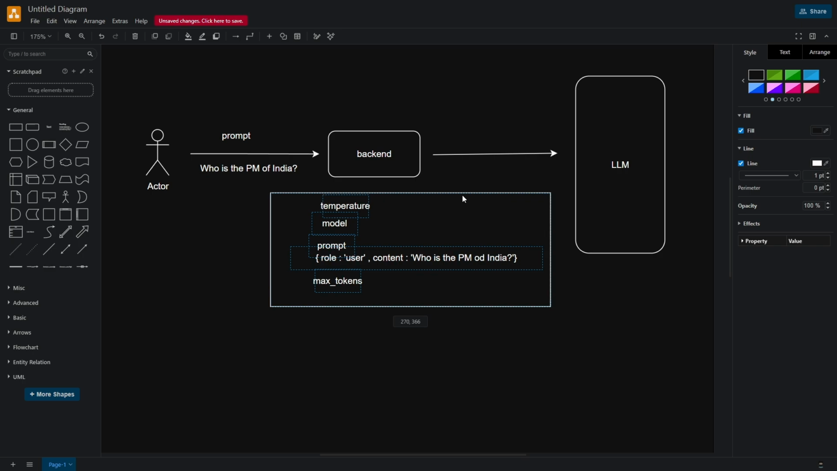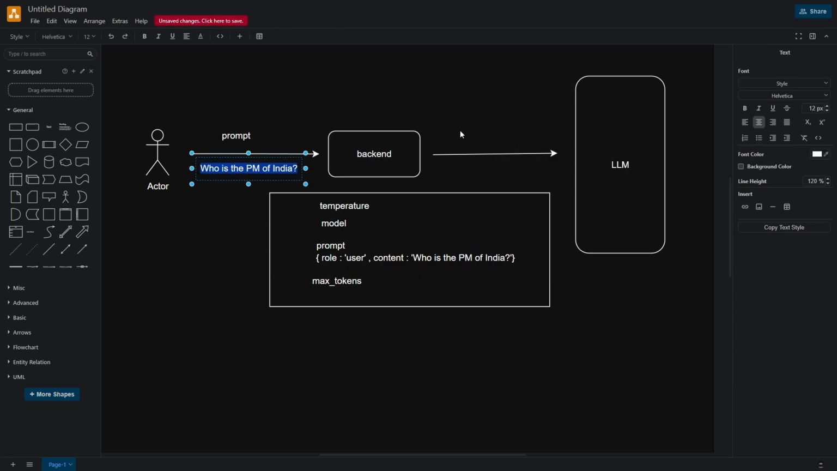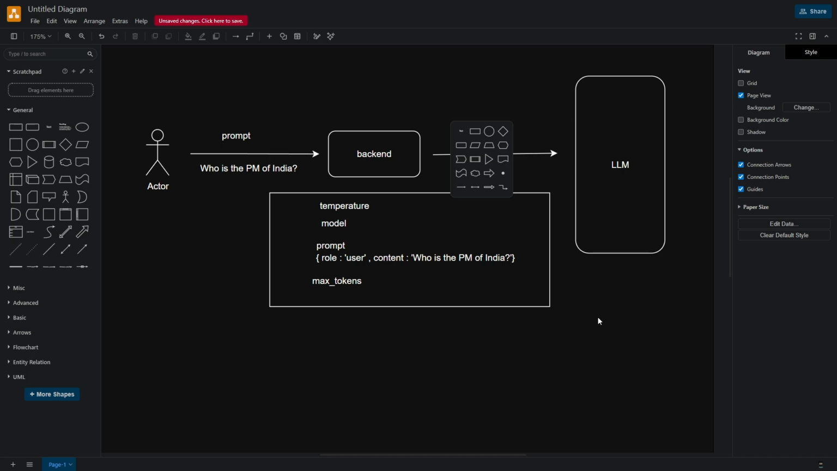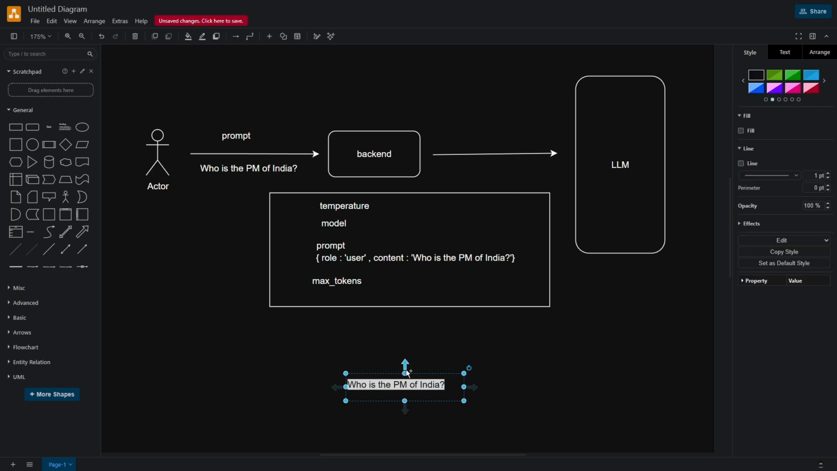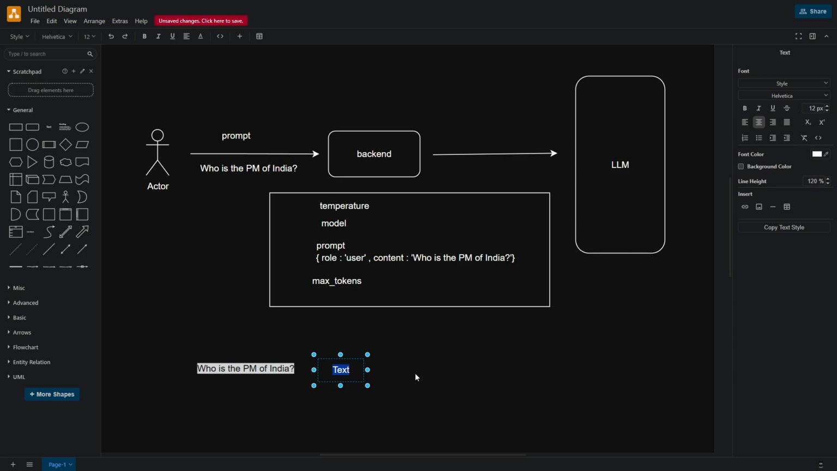Now what will the LLM do? This is the content, let's say, "Who is the PM of India?" The LLM will not understand this whole sentence, so it will break it into words, and the breaking of words is known as tokens. Let's say this is the question or the prompt we have given. The LLM will break it into tokens. So what is a token? Let's say a token is an array of words.